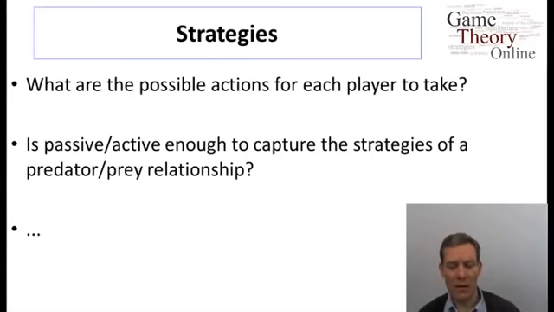And then we have to decide what are their strategies. So what are the possible actions that each player can take? Is passive and active enough of a distinction in order to really capture the details of what's going on in a predator-prey relationship? Well, probably not in full detail, but at least in terms of getting a broad cut at things, it might be. So how we choose to model the strategies and the actions that are available to different players will make a difference in the type of analysis and the richness of the analysis that we end up with.